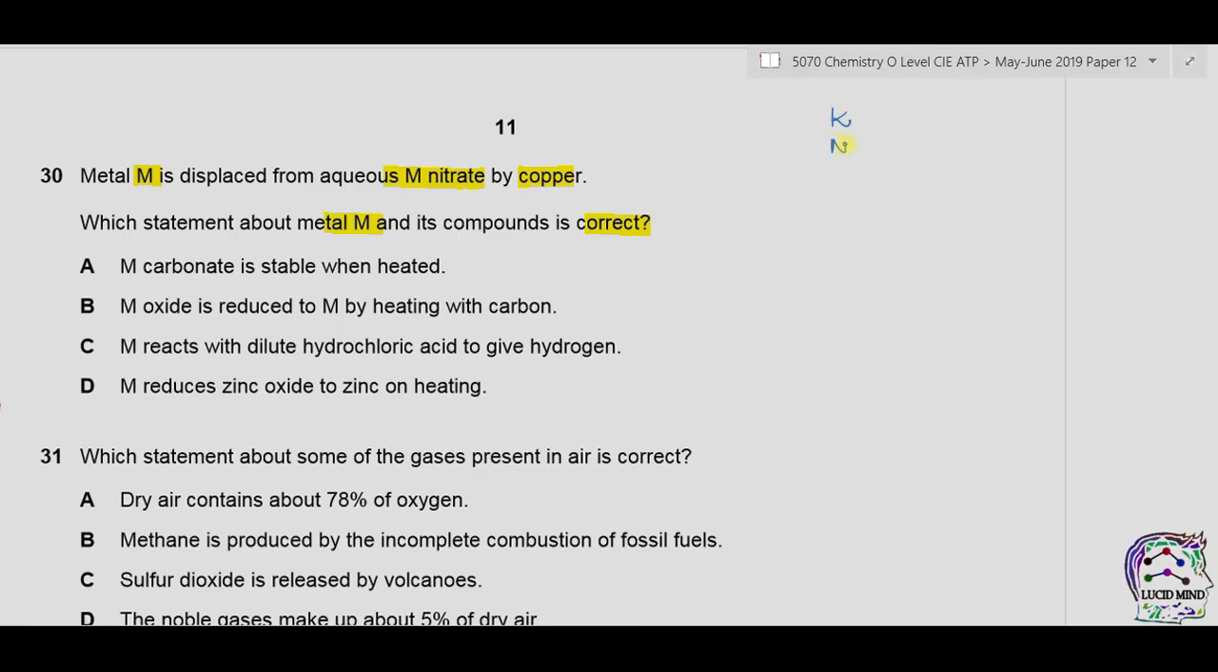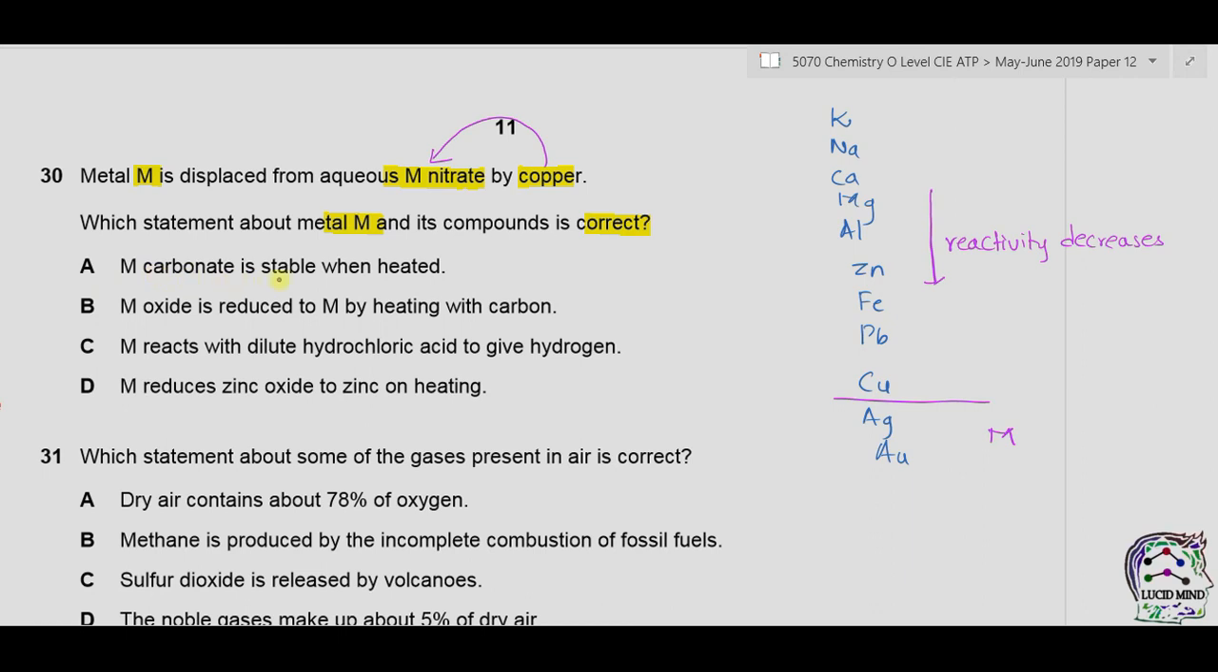We have potassium, sodium, calcium, magnesium, aluminum. Then we have zinc, iron, lead. And then we have copper, silver, gold. As we move down in the series, the reactivity decreases. In the question they have given that copper can displace M from M nitrate, so it means copper is more reactive than M, so M should be below copper.